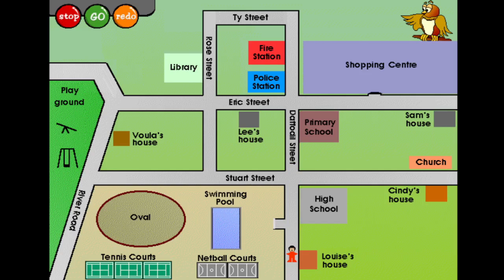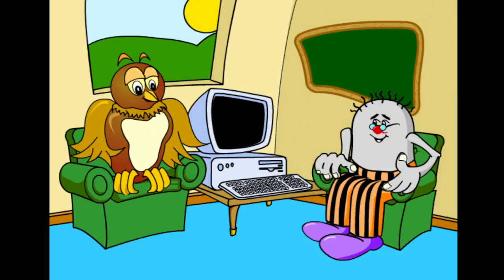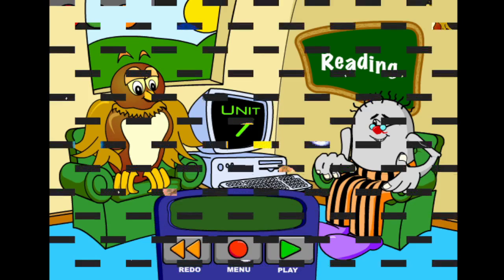Drag the little man along the shortest path from Louisa's house to the library, passing the primary school on the way. Aren't you clever? Click Go. Excellent work! Unit 7. Reading. Click.